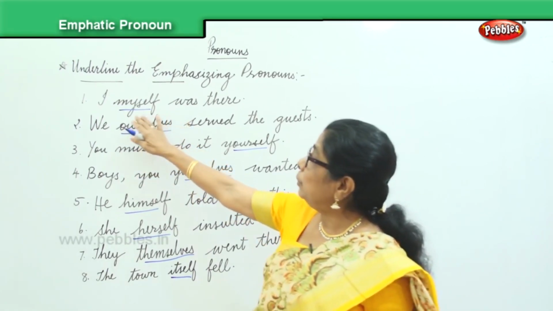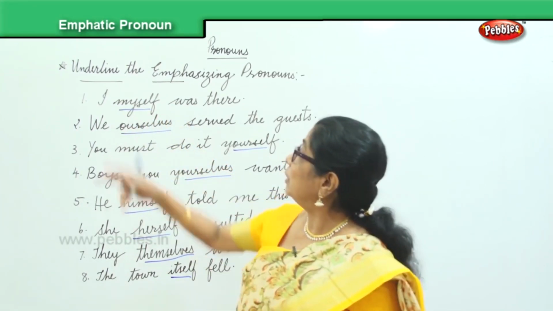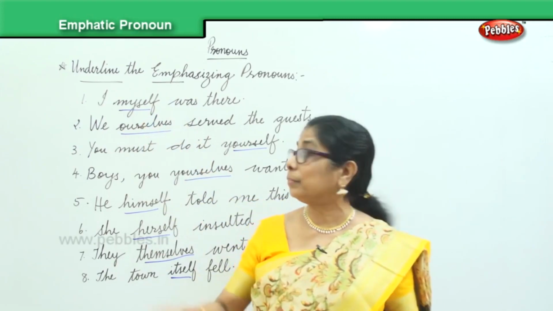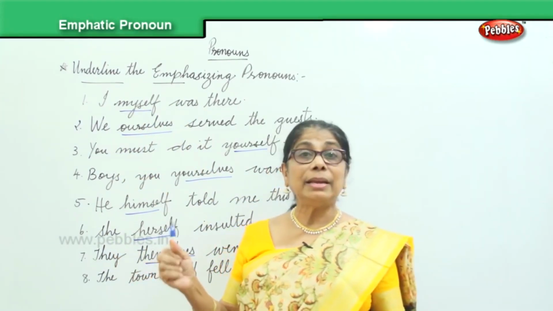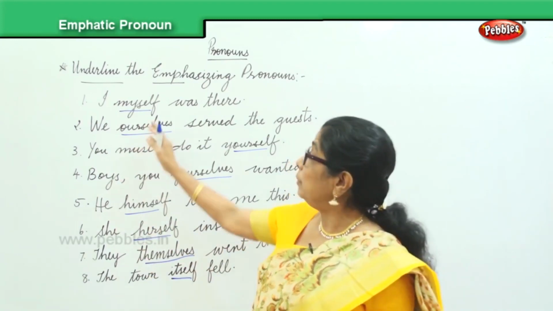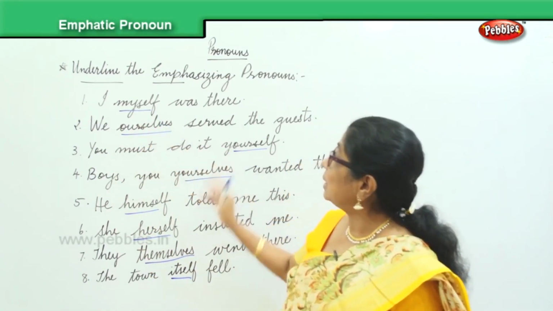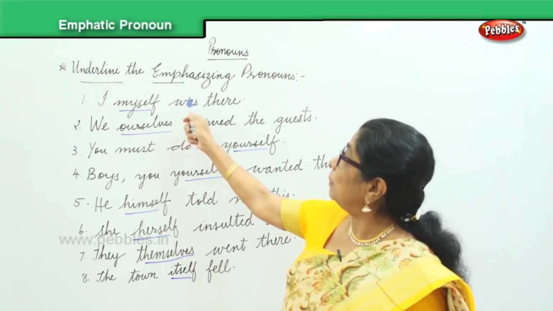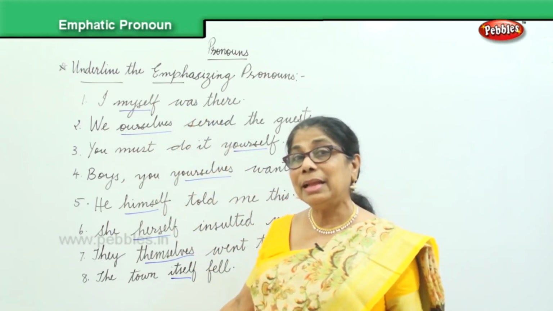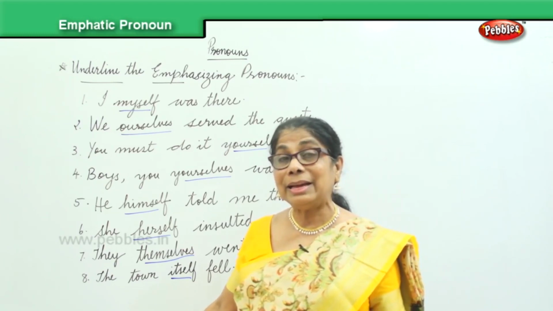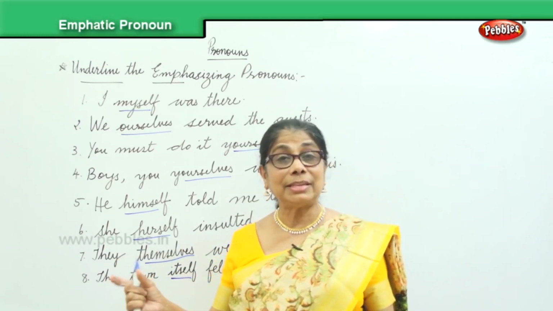Now, when you say I, myself, you are emphasizing. We, they say ourselves. So all these nouns or pronouns, when we use words like this, then we call them emphasizing pronoun. We have learned to circle, we are going to learn to underline the emphasizing pronoun.